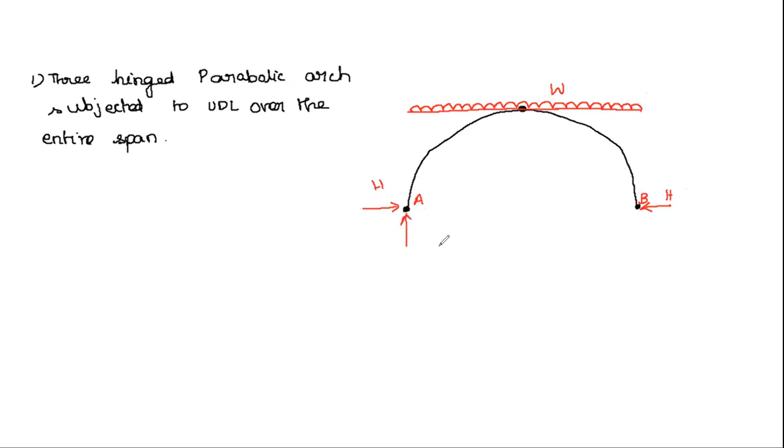So there will be vertical reactions, that is VA and VB. Let the length of the span be L, and the crown be marked as C, and we know this is the critical height, that is YC. If we take a point S, let the height or rise of the arch at that point be Y. So we know how to analyze this arch.